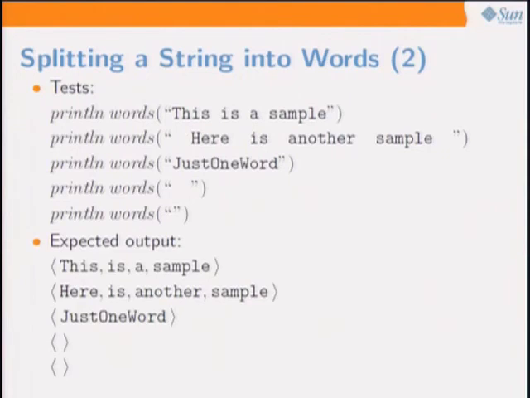So using good test-driven development, I've developed some tests here for the code. So given the string, this is a sample, we expect to get a list of 4 words: this, is, a, sample. Here is another sample. I've got things sort of extra spaced out, I still get only 4 words back. There might be just one word, and there are some empty cases of interest.